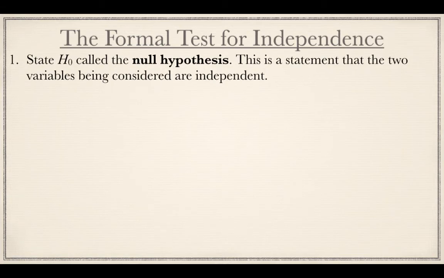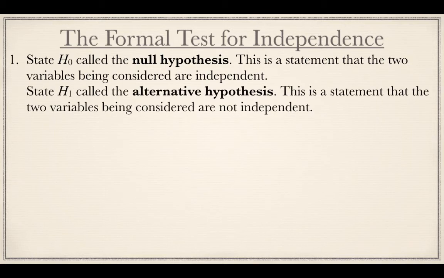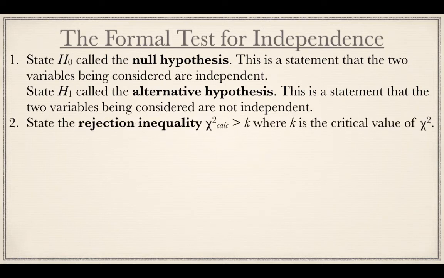Step 1, we state H0. That's our null hypothesis, and this is a statement that the two variables being considered are independent. So we'll say such and such variables are independent, and that's going to be our null hypothesis. And then we're going to say H1, that's our alternate hypothesis, and that's the statement that the two variables being considered are not independent. Okay.